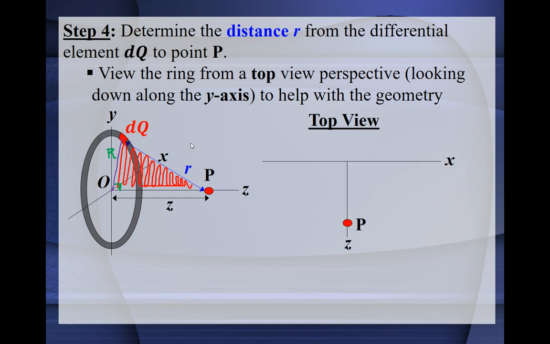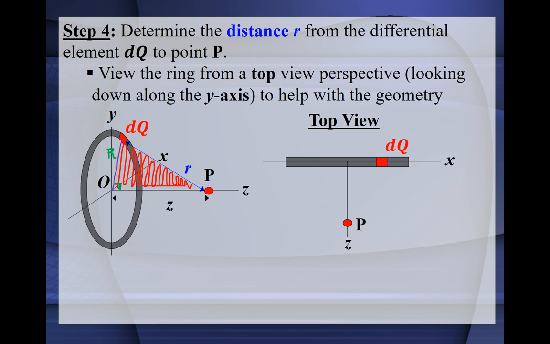perspective. So from a top view perspective, again, we have my x-axis drawn horizontally, and we have my z-axis like this. Your y-axis would be coming into and out of the page. We have point P here. Okay, so your ring lines up with the x-axis. And we'll draw my differential charge element a little bit towards the right of the y-axis, so in the direction of the x-axis right here.